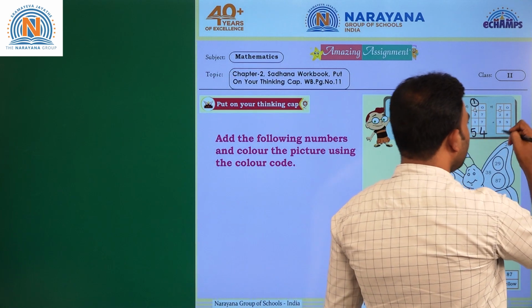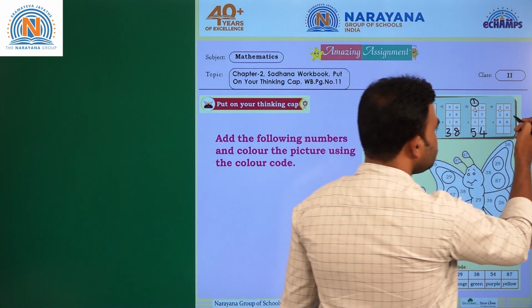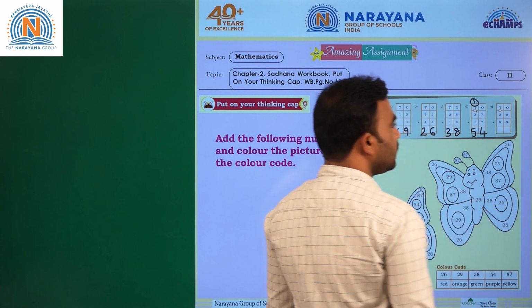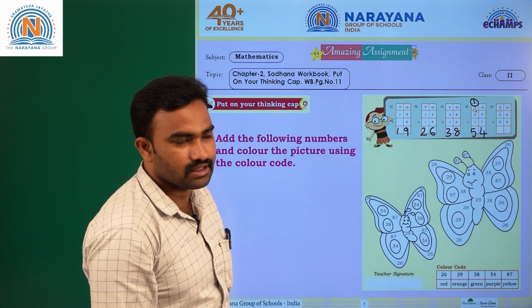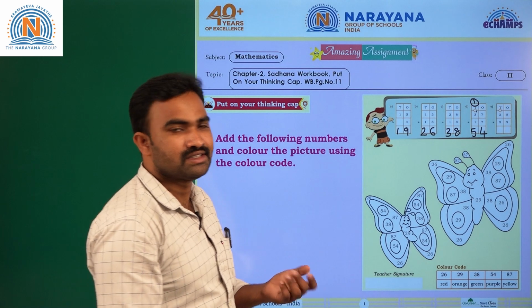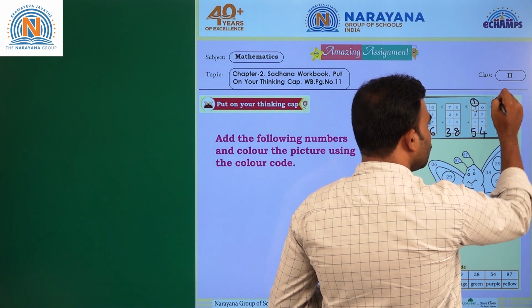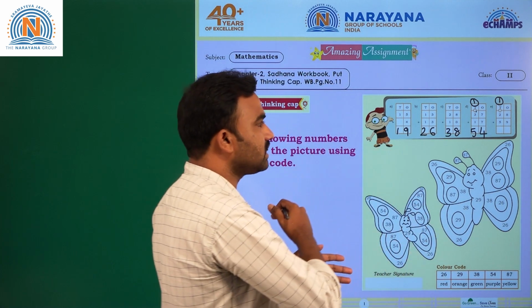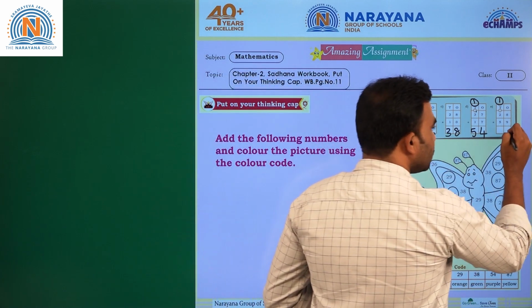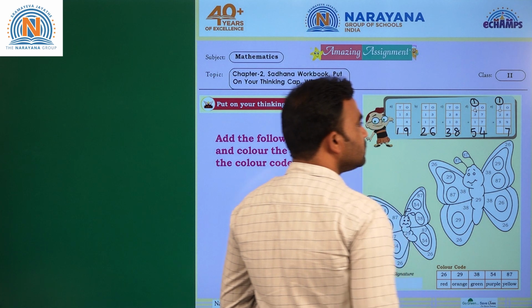Next, the last problem. In the ones place, 8 and 9, both digits are there. 8 plus 9 is 17. In 17, regroup 1 to the next place. The next place is nothing but the tens place, and write 7 in the same place.